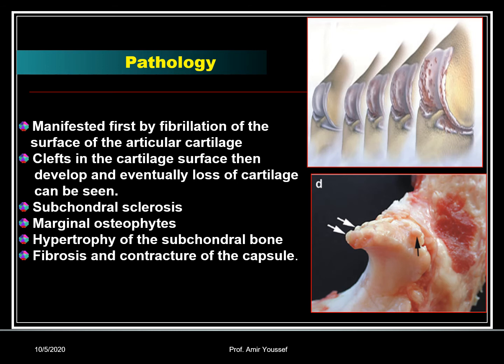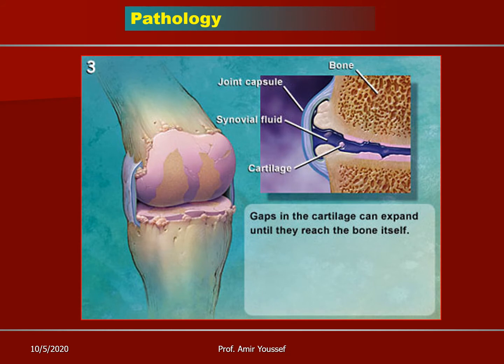Subchondral sclerosis, marginal osteophytes, hypertrophy of the subchondral bone, and fibrosis and contracture of the capsule. As you see here, gaps in the cartilage can expand until they reach the bone itself.